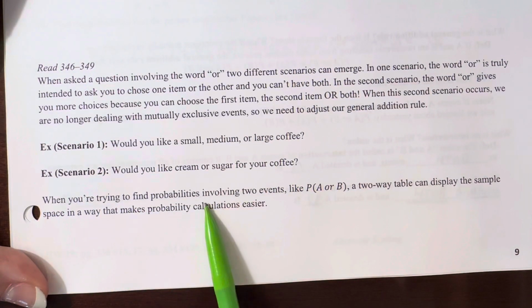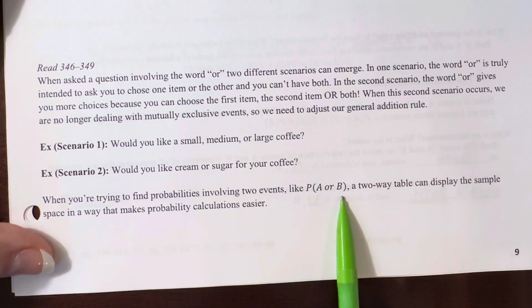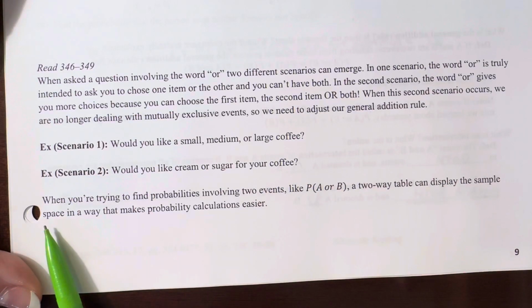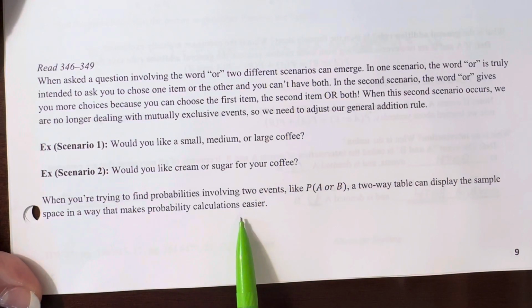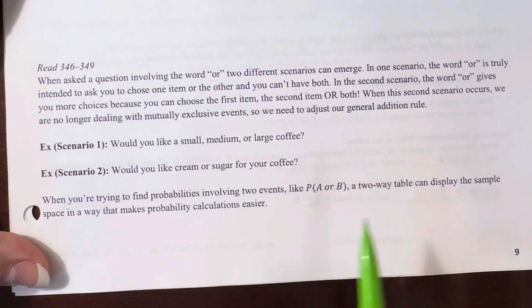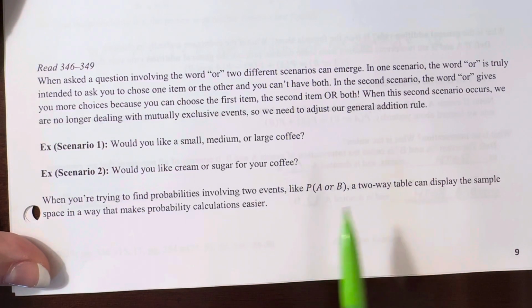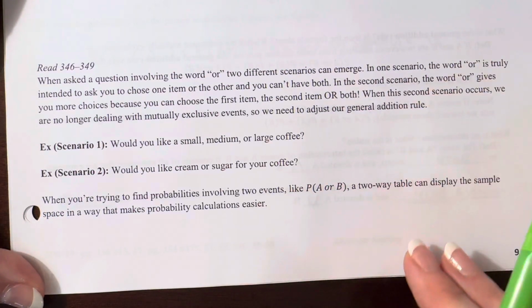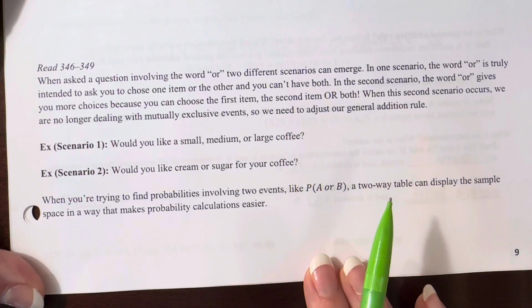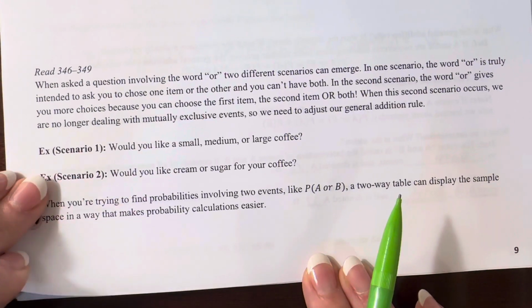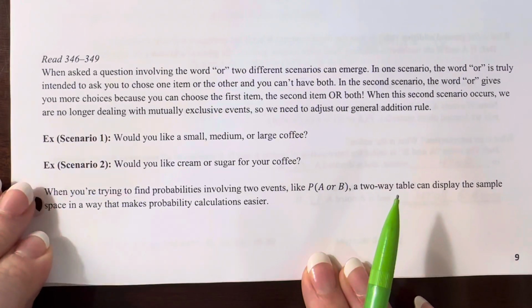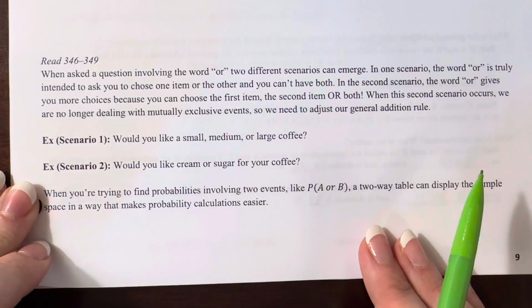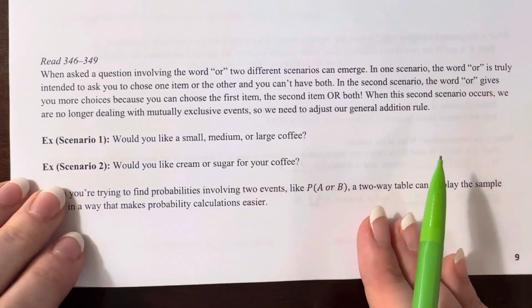Now, when you're trying to find probabilities involving two events like A or B, a two-way table can display the sample space in a way that makes the probability calculations easier. Two-way tables are really preferable when you're just dealing with two events because it shows us everything. It shows us the marginal probabilities, the conditional probabilities. It shows us basically everything. A Venn diagram is a little bit less useful when you're dealing with two events. Now, once you get to things like three events, you kind of have to. All right, so let's take a look at the next page.